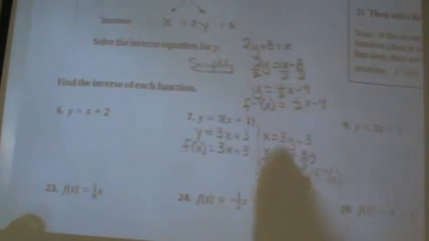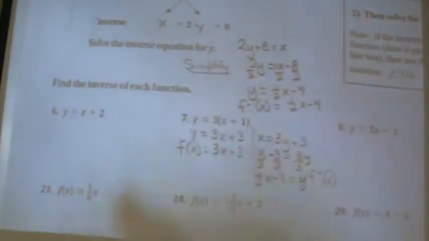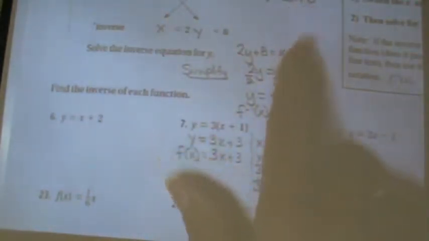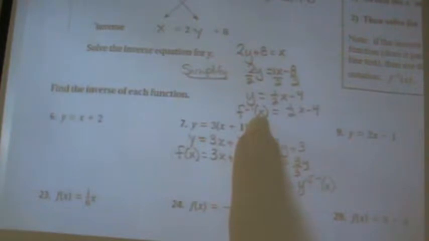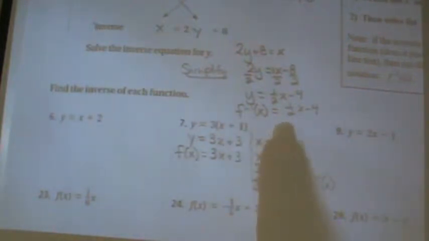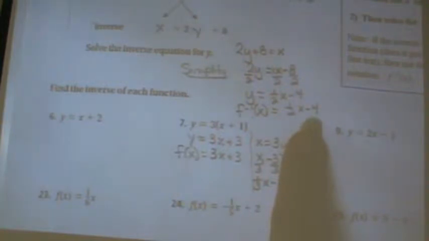And then we use that fancy function notation, f^-1(x). You don't want to call them both y. One is f(x) is equal to 2x plus 8, and the other one is f^-1(x) is equal to 1/2 x minus 4. Okay, so these were homework from yesterday.